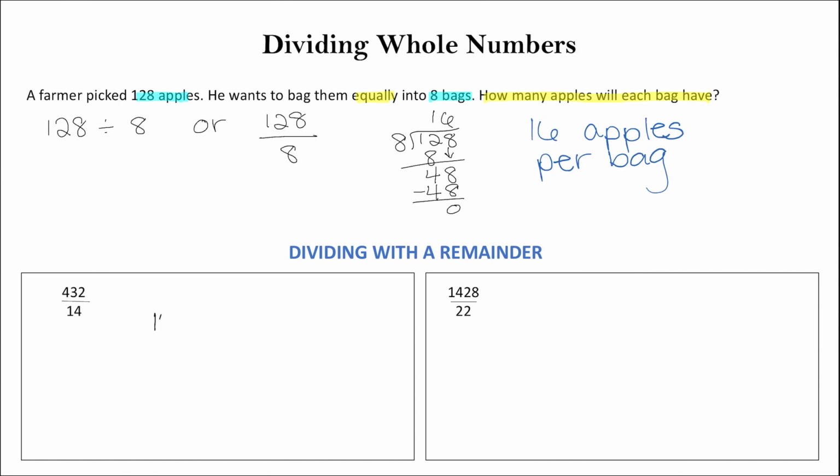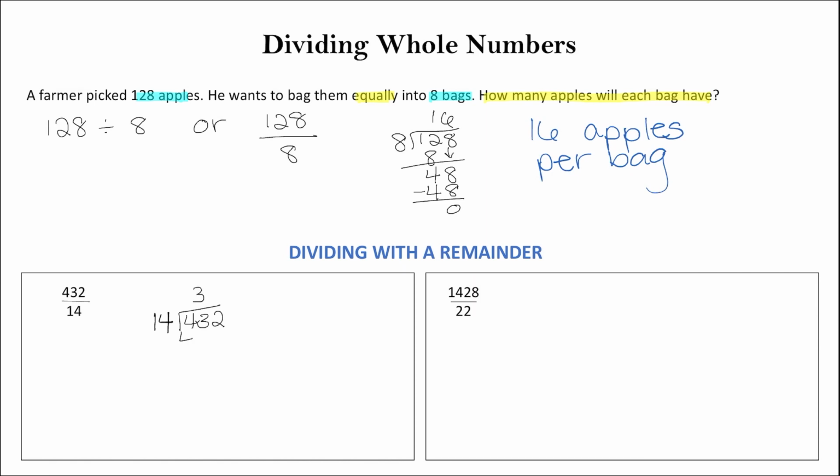Let's talk about dividing with a remainder. Sometimes you'll divide two numbers and you'll have something left over that you can no longer break down. And I'm going to show you 2 examples of how you would divide and write your remainder. Here is 432 divided by 14. Looking at this problem, 14 cannot go into the number 4, so then we need to look at the number 43. How many times does 14 go into 43?